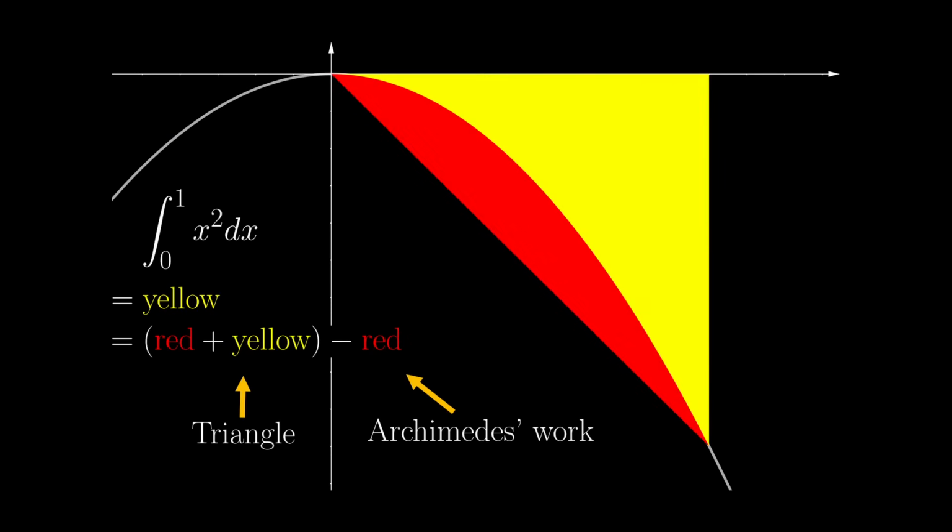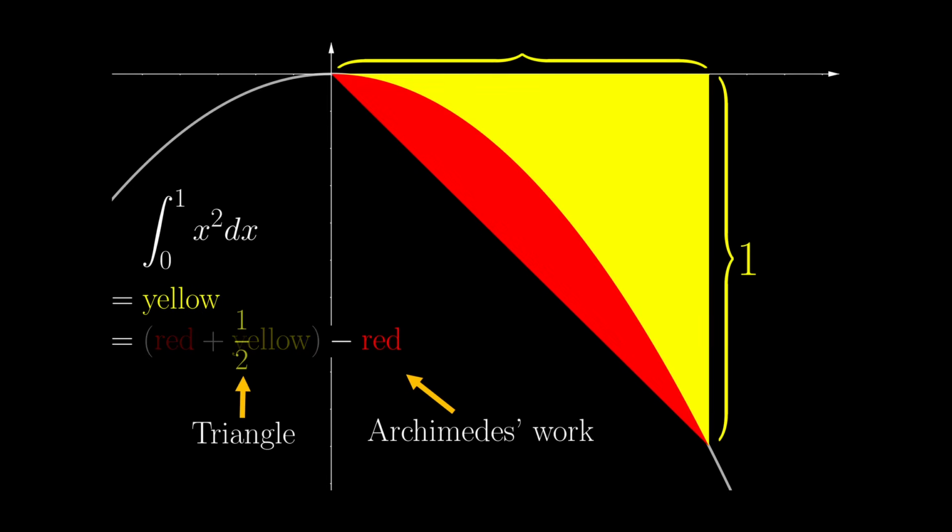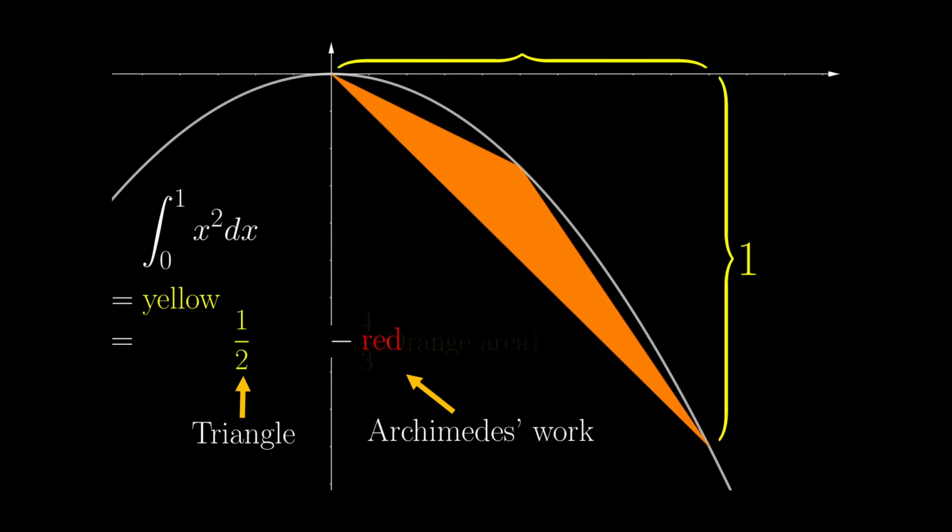Recall why we have to do all these. It's for the integral of x squared from 0 to 1. Since both the horizontal base and the vertical height are 1, the area of the triangle formed should be 1/2. And for the red parabolic segment, it would be 4/3 that of the orange area.